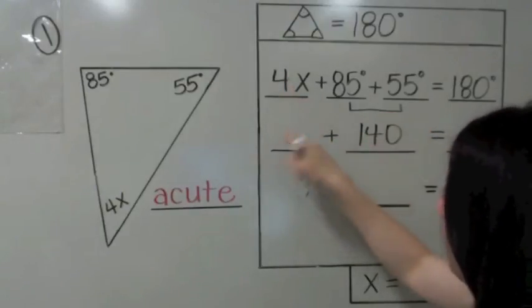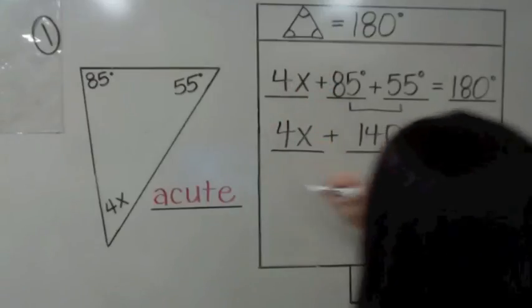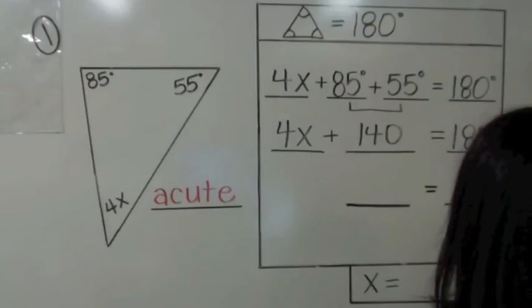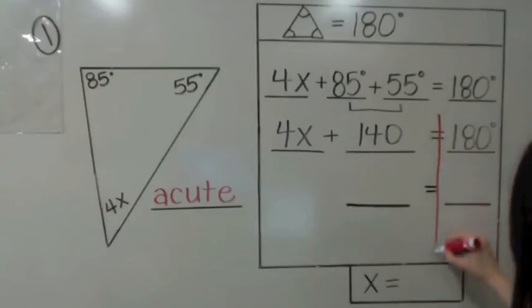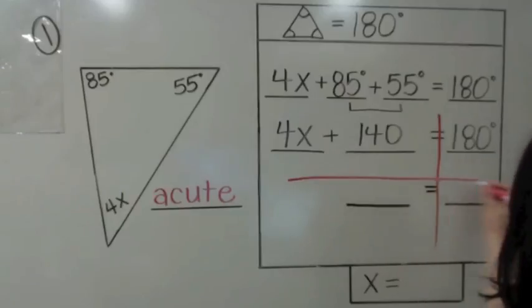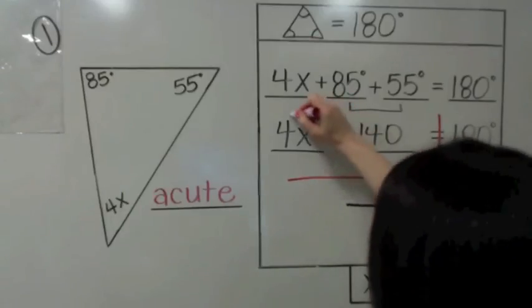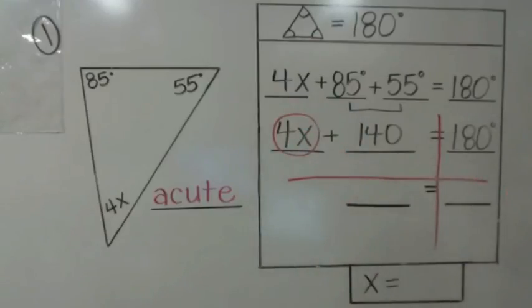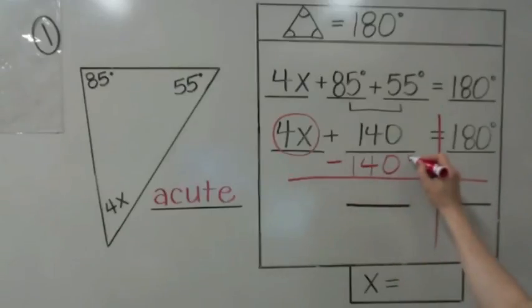Now we're going to bring down 4x. Also bring down or rewrite 180 degrees. Great. So now do you remember what we do to both sides? What do you have to do? You have to make a T, separate both sides of the equation, make some space. And we're going to do this. First, circle 4x. We're going to find out what 4x is. I'm going to ask you, what's the opposite of positive 140? It's negative 140 degrees.